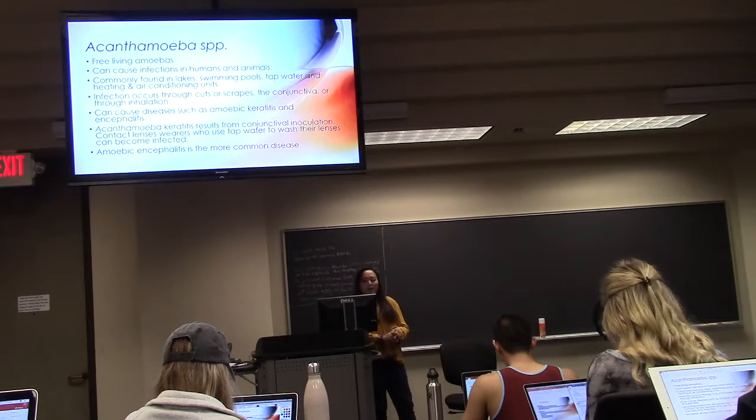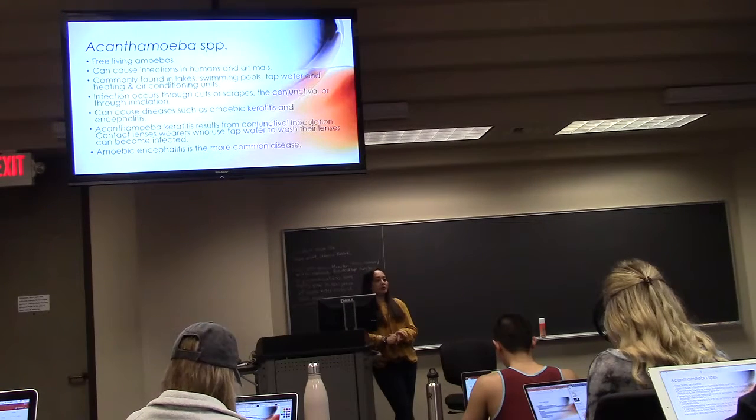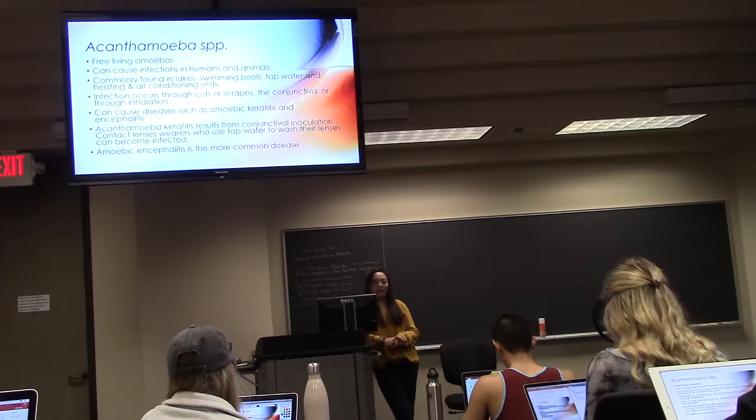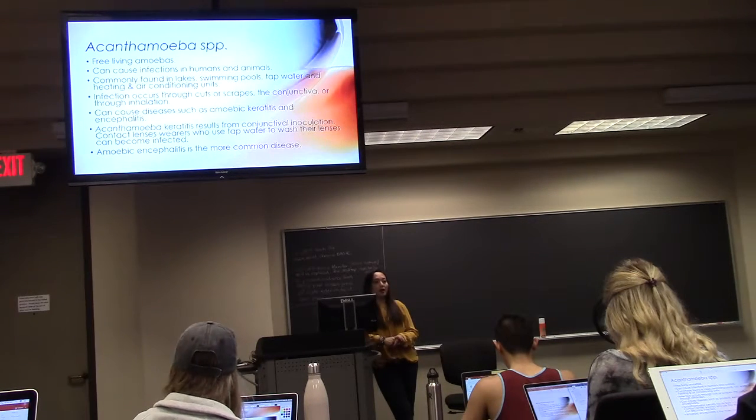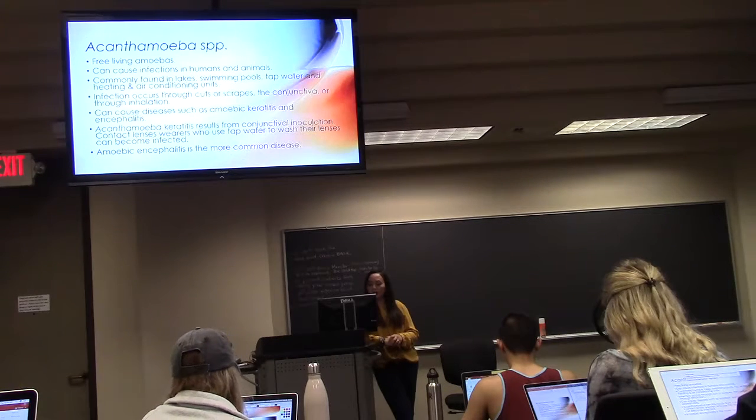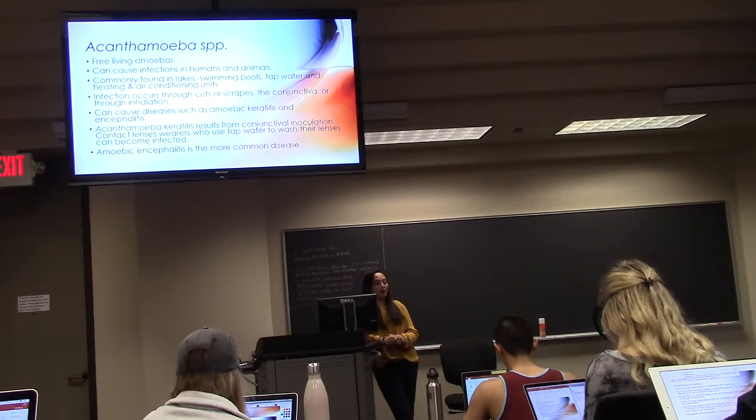All right, so the second type is acanthamoebas. There's several different species of this. These are free-living amoebas. They can cause infections in humans and in animals. These are found in lakes, swimming pools, tap water, and in heating and air conditioning units. These infections usually occur through cuts or scrapes. And this is the one that we're talking about that can cause disease in the eye through the conjunctiva or through inhalation.